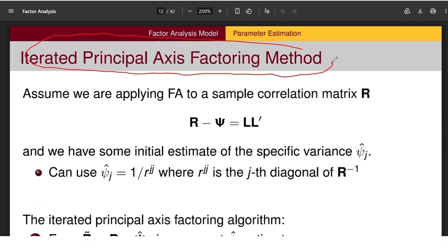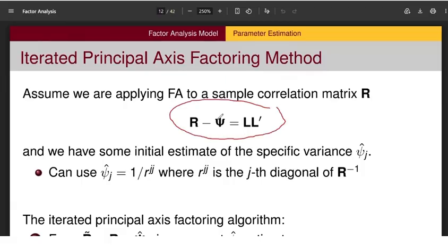This approach will start from the correlation matrix. Okay, we start from the correlation matrix, because you know why? We have this relationship: when I subtract the specific variance from the unit correlation matrix, I'm actually going to get the communality. Now, this approach will start by estimating the specific variance.